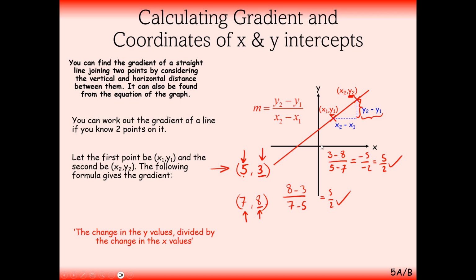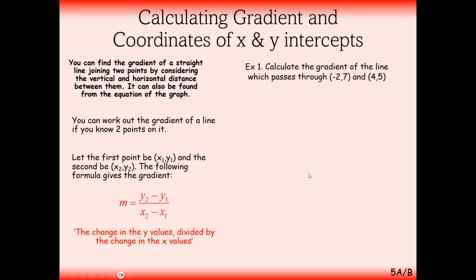So it's always changing y on top of the fraction. So this was changing y, different y values, divided by changing x. Most students get the order wrong. They put the x's on the top and y's in the bottom. Don't make that error. So let's look at this first. We have to calculate the gradient between these two coordinates, passing through these two points.